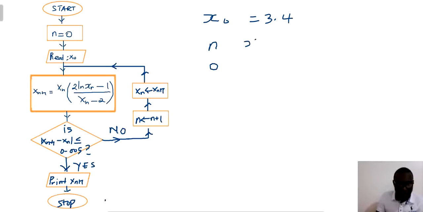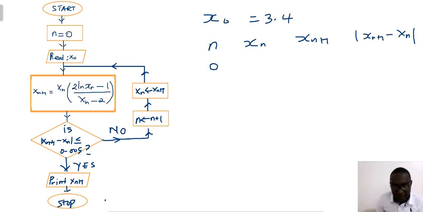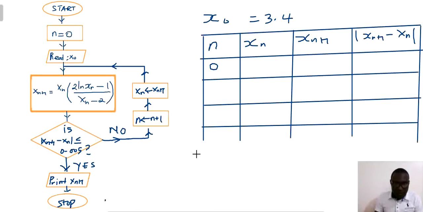Then we shall have xn plus 1. Then later on we shall check the error, which is xn plus 1 minus xn. Let's draw that table. So I've started with the x with the smaller n being equal to 0. I'm now moving. We started moving down. Smaller n is 0. Read the x naught. If you put here smaller n, which is 0, we shall have x naught, and x naught is 3.4.